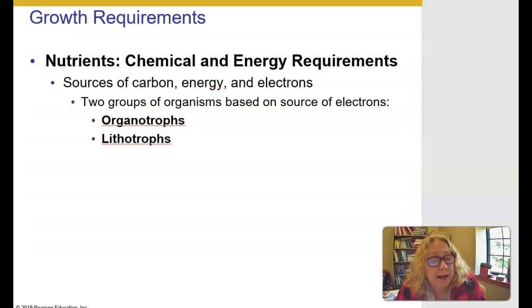Okay, you also have groups based on sources of electrons. So this is organotrophs and lithotrophs.